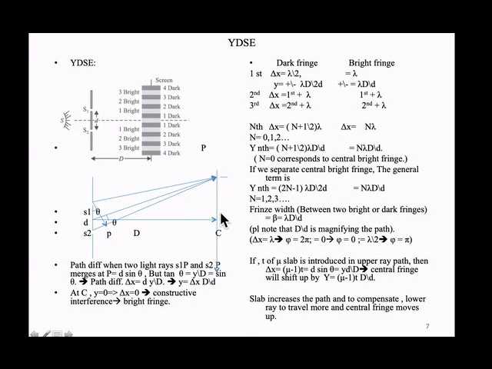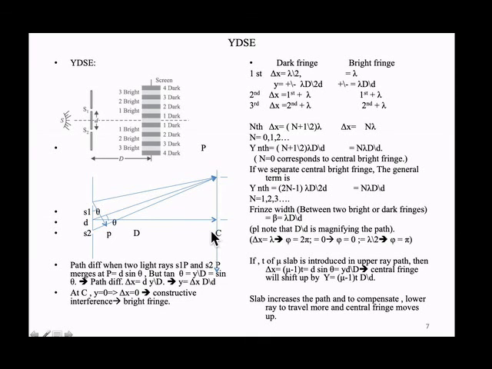Otherwise, how much would you get for y? Suppose it is nearby, how much would you get? Very small. I cannot distinguish between the first bright and second bright. So I would need a microscope to distinguish them. So to magnify, I have provided D by d. So what is the y? Delta x into D by d.